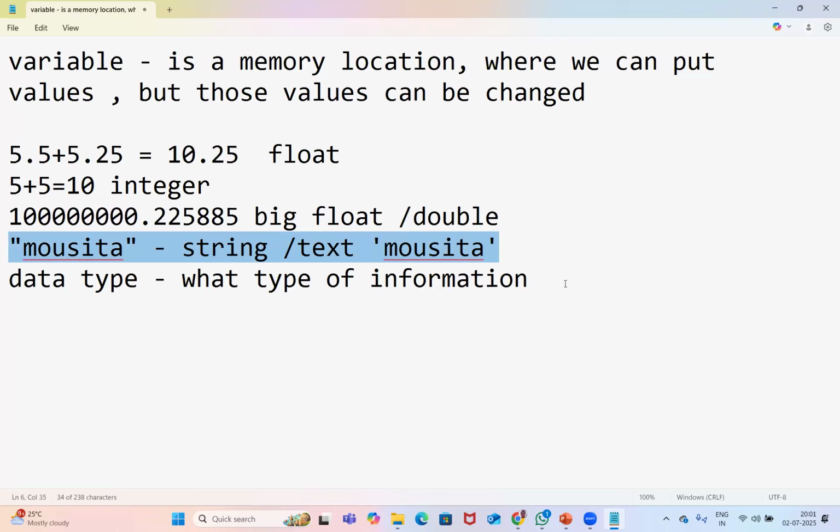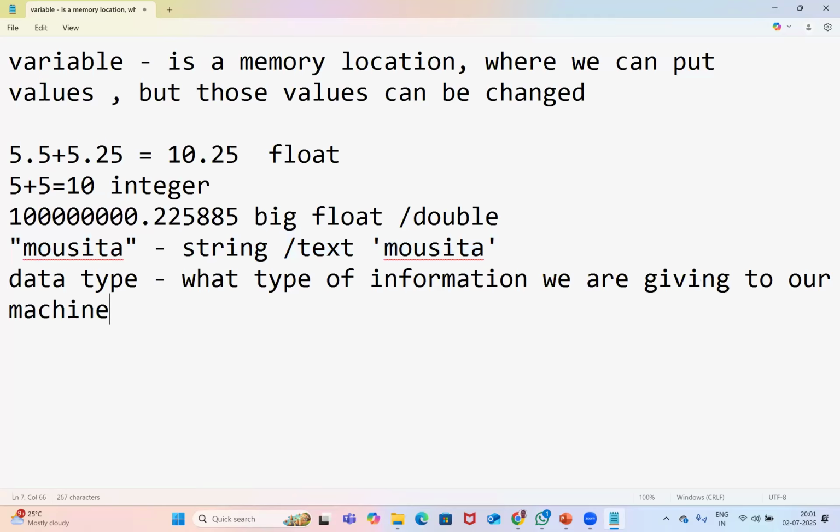So data type is what type of information we are giving to our machine. For example, integer, float, string, so that you can understand. Whether you are passing any name, then it will be a string. Whether you are passing any integer, then it will be a whole number. Whether you are passing any float, then it will be a decimal number. So what you are passing, that concept is called data type.